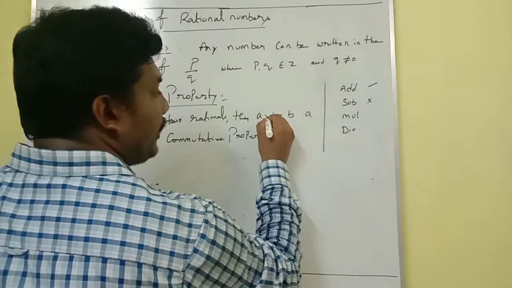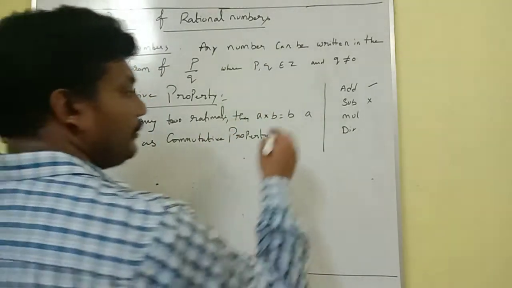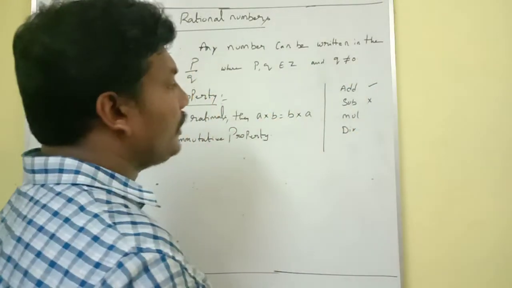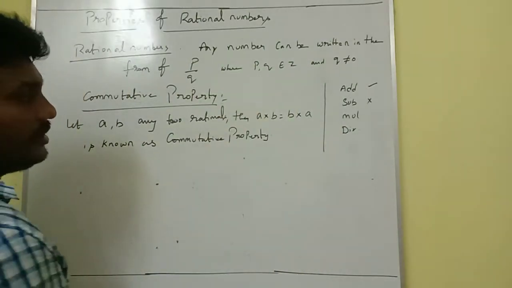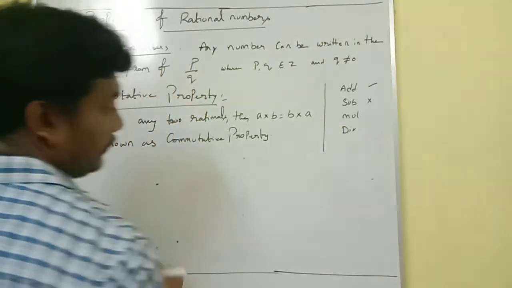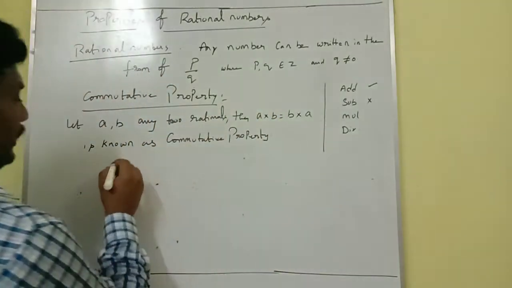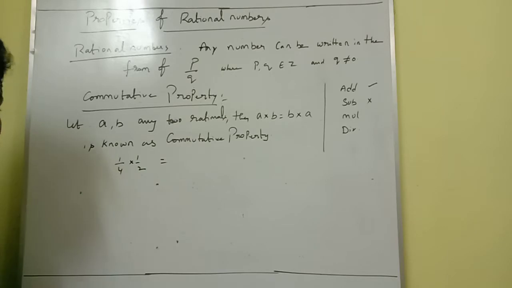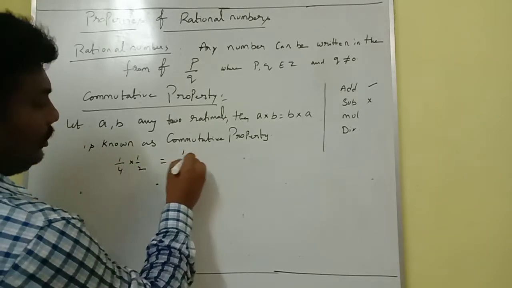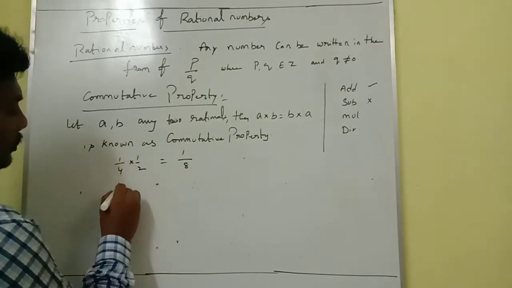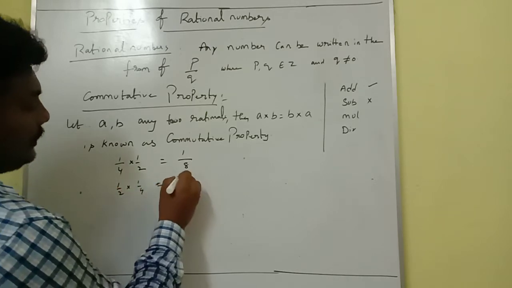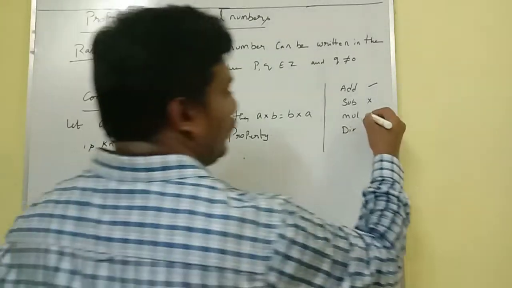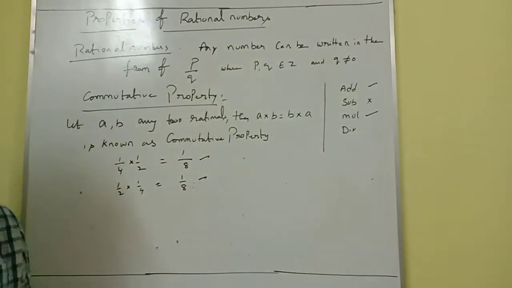If you multiply A into B and if you multiply B into A, so if A into B is equal to B into A, then it is suitable for multiplication, otherwise it is not suitable. Let me check whether it is suitable or not. By taking the same example, 1 by 4 into 1 by 2. If you multiply 1 by 4 into 1 by 2, what happens? 1 into 1 is 1, 4 twos are 8. Now coming to 1 by 2 into 1 by 4, that is again the same, 1 into 1 and 2 into 4. We get the same result. That's the reason why multiplication is suitable.